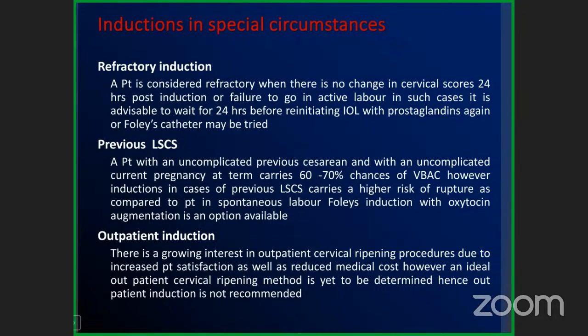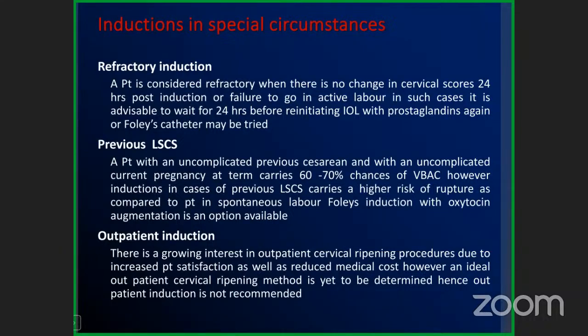Previous LSCS in a patient with an uncomplicated previous cesarean and with an uncomplicated current pregnancy at term carries 60 to 70% chances of VBAC. This is very clear. Her previous section should be uncomplicated. She should have no complications in this pregnancy. She has a chance of 60% vaginal delivery. However, induction in case of previous LSCS carries a higher risk of rupture as compared to a patient in spontaneous labor. Foley's induction and oxytocin are the only options available for previous LSCS. No other drug can be used.